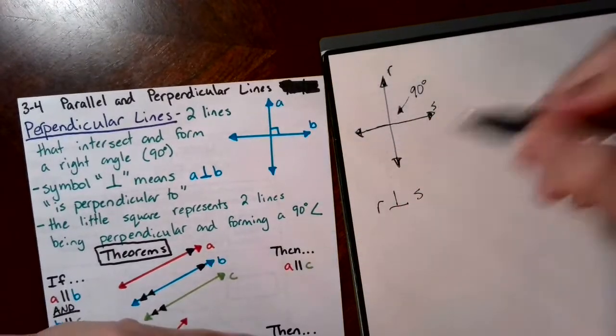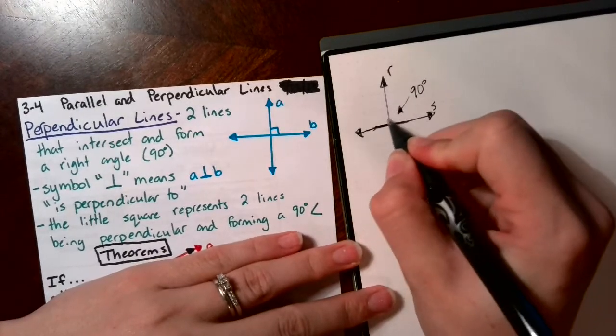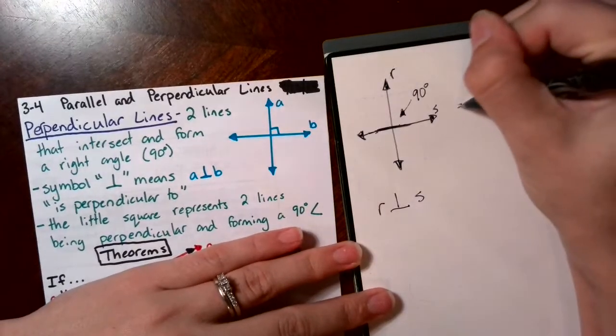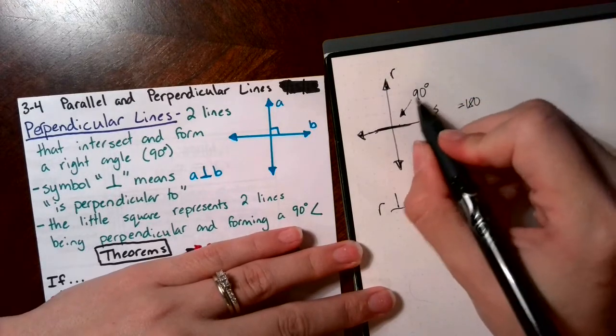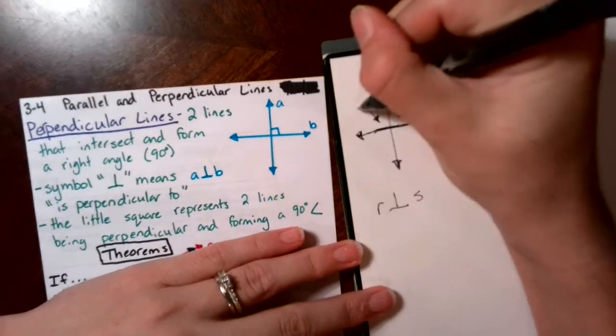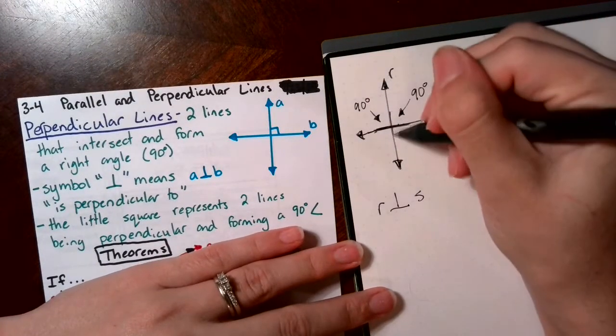Then let's use that logic all the way around. This is a straight line, so what do I know this straight angle is going to equal? It must equal 180. So if part of it's 90, then what's the other part going to be? That must be 90 as well. And we could do that all the way around here.